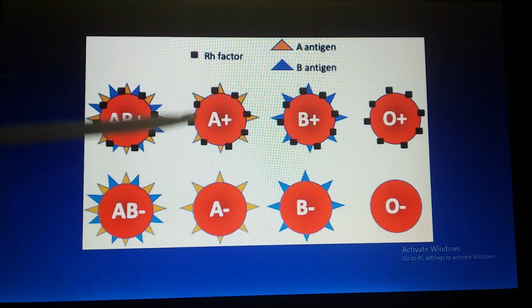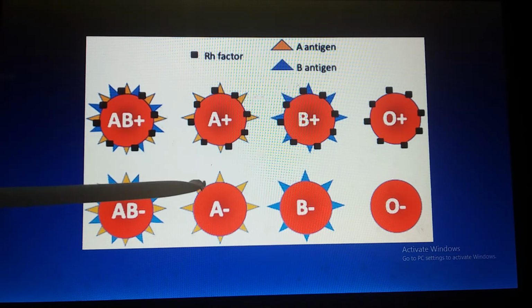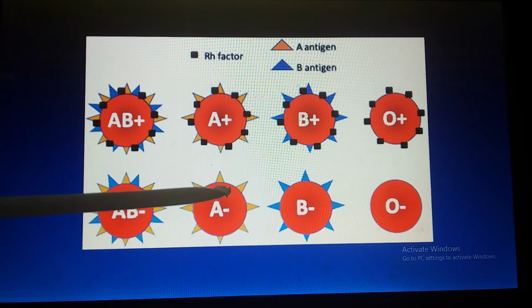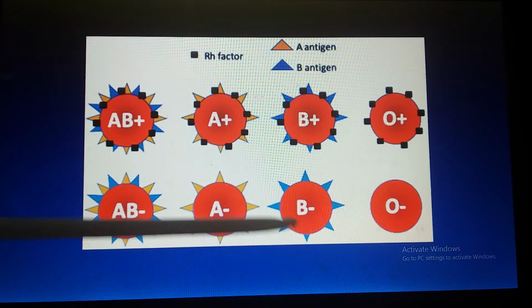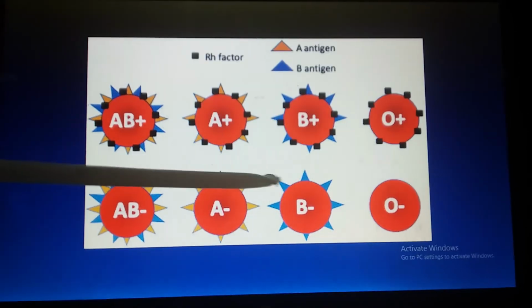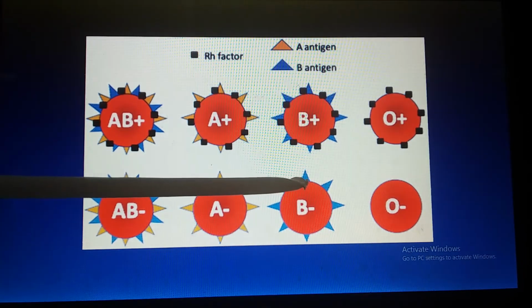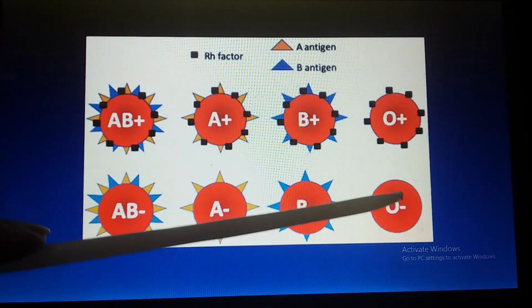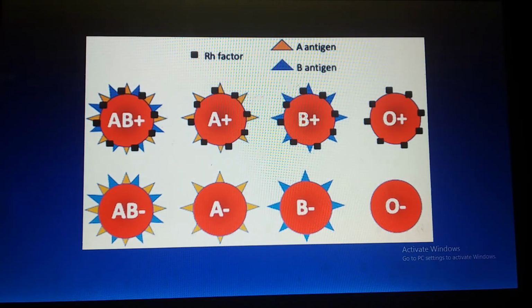And same, if the antigen A is present on the red blood cells and no Rh factor, then the person will be A negative. B negative means just antigen B is present on the surface of the red blood cells but Rh factor is absent. You can see here no antigen A, B and no Rh factor, then the person will be O negative. I hope this diagram clears all the points related to the antigen A, B and Rh factor.